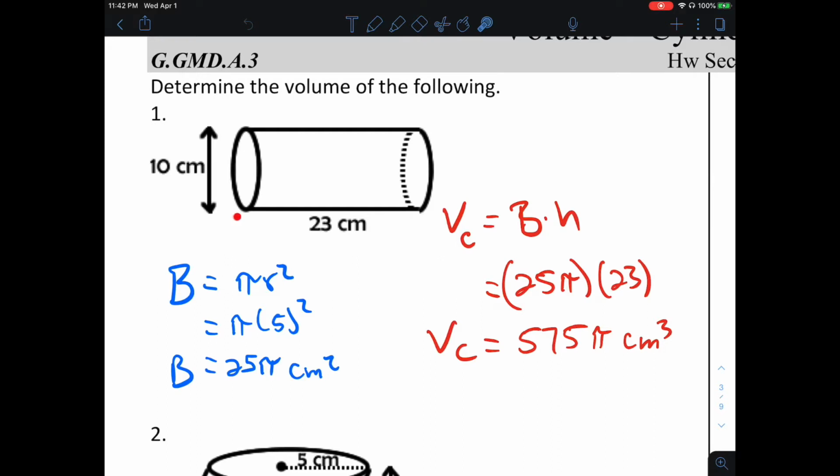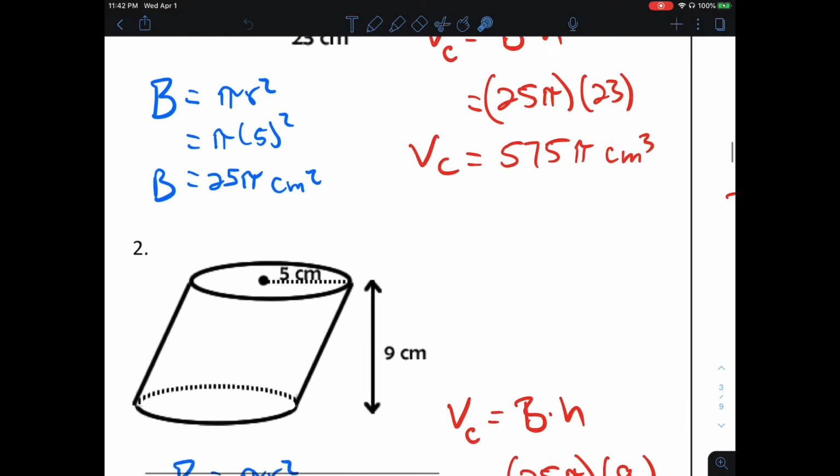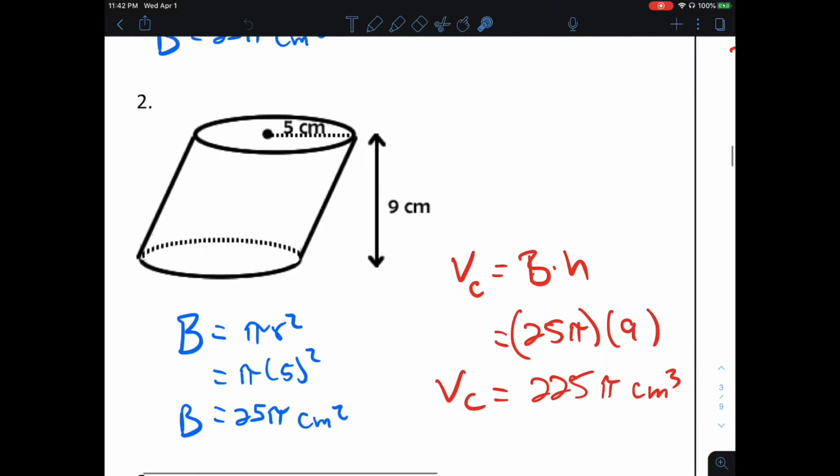We get 25 pi. The height doesn't have to be vertical. It's 23. It's the distance between the two circles. So it's 25 pi times 23, which I believe is 575 pi cubic centimeters.